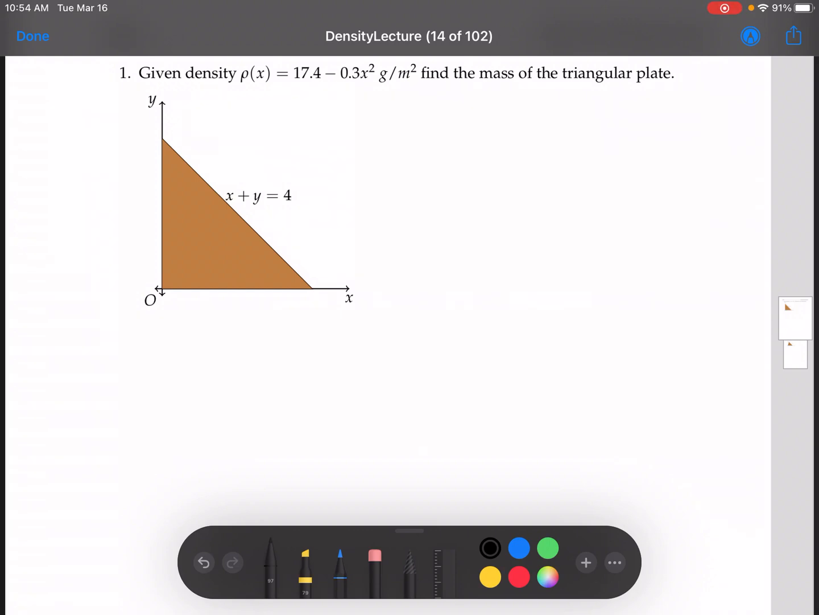In this video, we're going to find the mass of this triangular plate. Now you can think of this triangular plate as being a piece of metal. And if this plate had constant density, then its mass would equal density times its area.